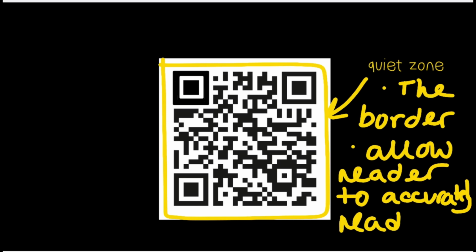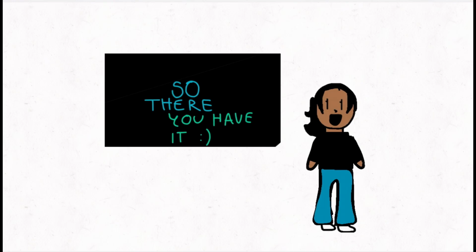Finally, this yellow bit here is called the quiet zone, and it's just the border of it, and it also allows the reader to accurately read the image. So there you have it, folks. You have all the anatomy of a QR code and you'll never use it.